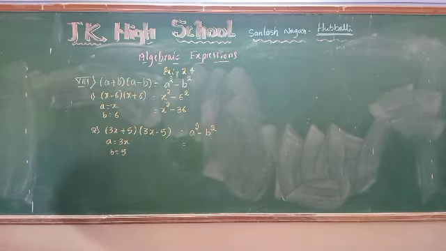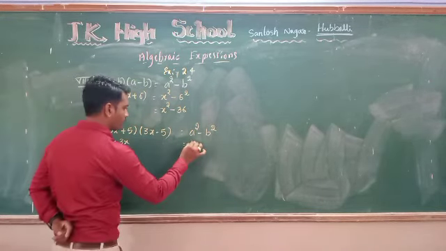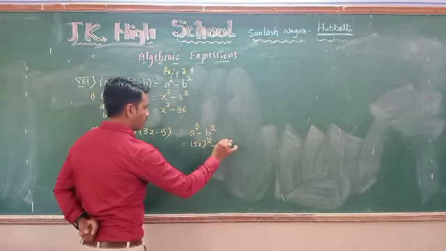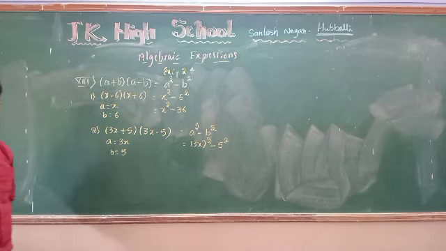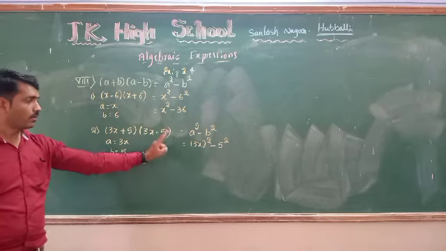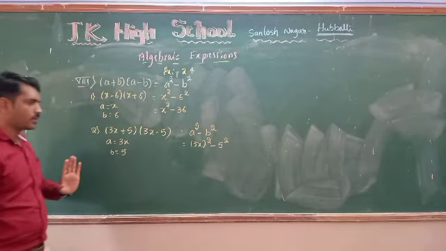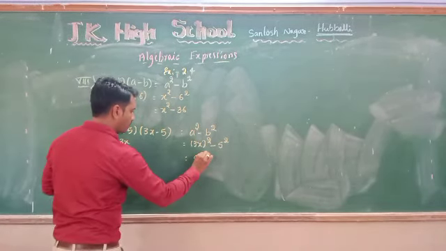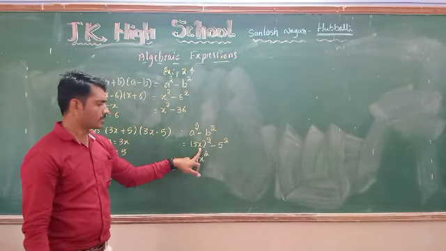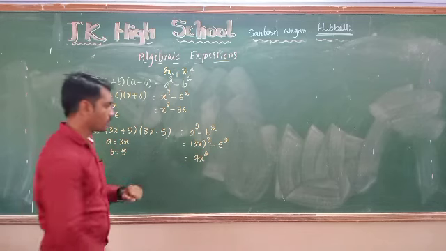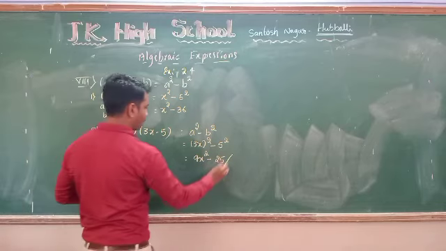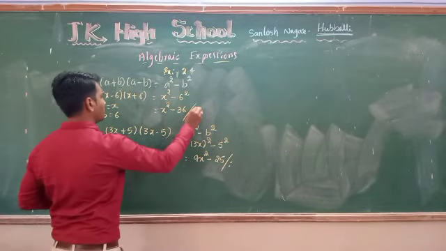A square minus b square means, what is our a value? 3x. So 3x square. What is the b value? 5 the square. Correct? A plus b into a minus b is a square minus b square. A value is 3x square and b value is 5 square. Later on, 3 square is 9. So look here, multiply 3 two times, we get 9. X multiplied two times, we get x square. What is the remaining part? 5 fives are 25. So this is your final answer.